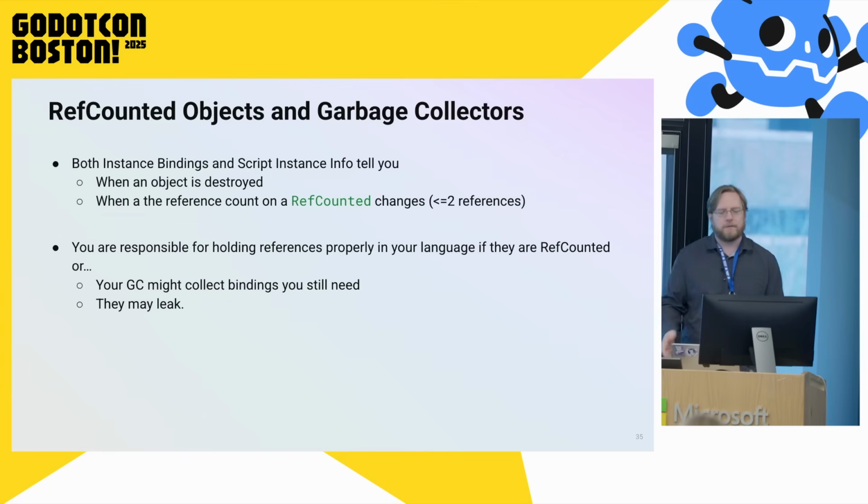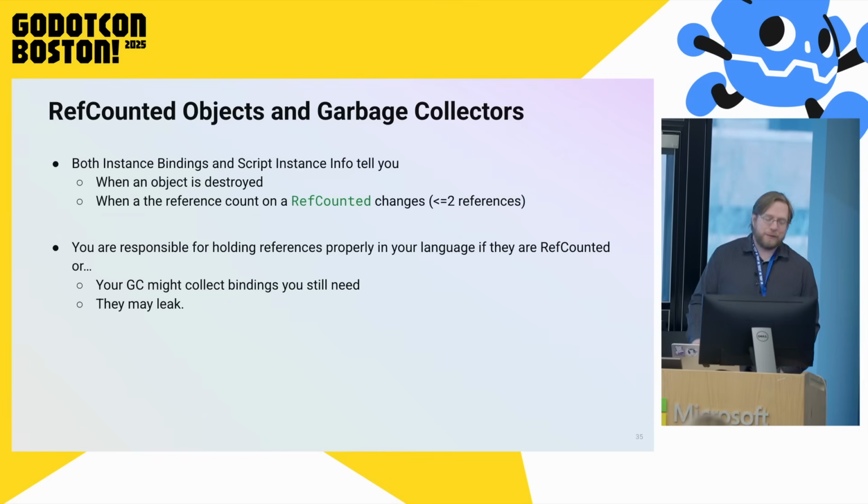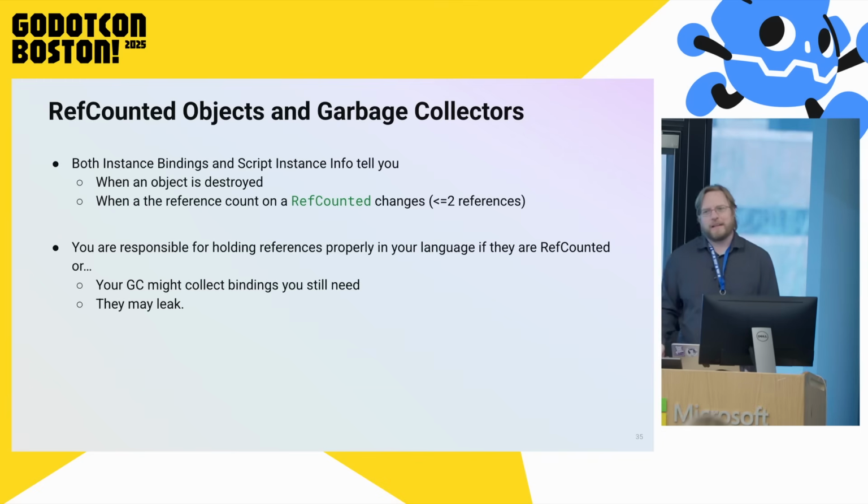But you're responsible for holding references properly in your language if they're ref counted. If you do not, your GC might collect your instance binding out from under you. And Godot will still be holding on to that instance binding and it will try to call it and crash. The alternative is the GC doesn't collect it properly and your reference counted objects leak.